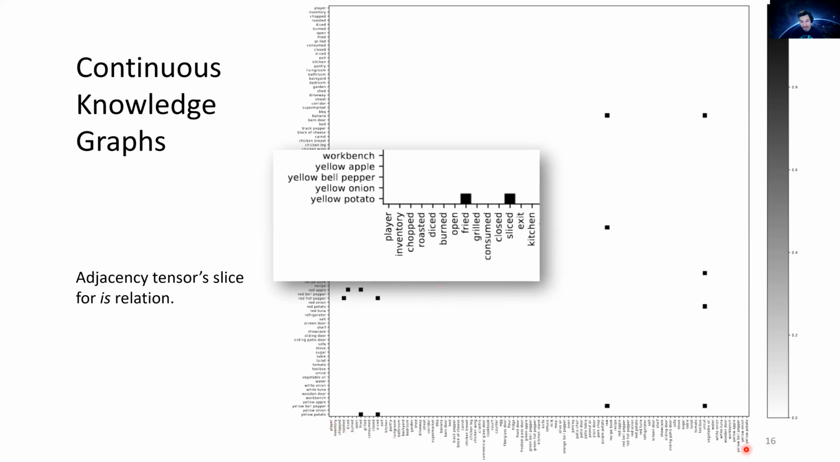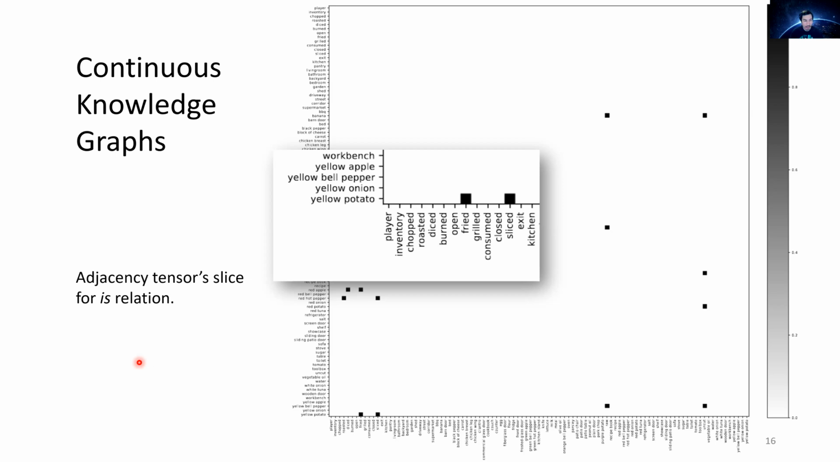So on the X and Y axes, we have the list of objects that the agent might encounter in the game, as well as some of the statuses like fried or sliced that those objects can take. And all of these indices into this matrix tell us the status of the current objects for the relation is.